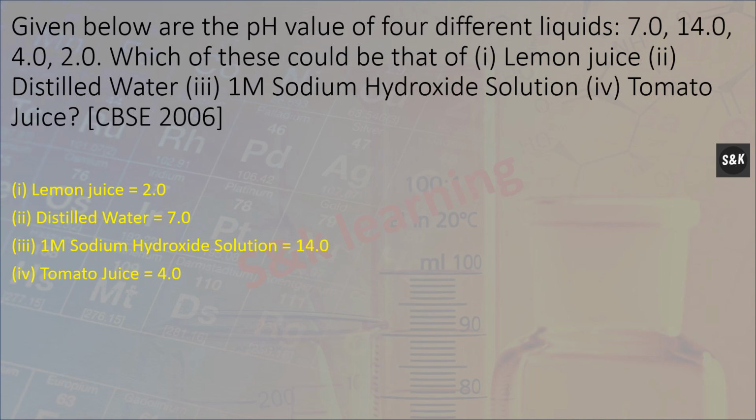Given below are the pH values of four different liquids: 7.0, 14.0, 4.0, and 2.0. Which of these could be that of lemon juice, distilled water, 1 molar sodium hydroxide solution, and tomato juice? So lemon will be 2.0, distilled water will be 7.0, sodium hydroxide will be 14.0, and tomato juice will be 4.0.